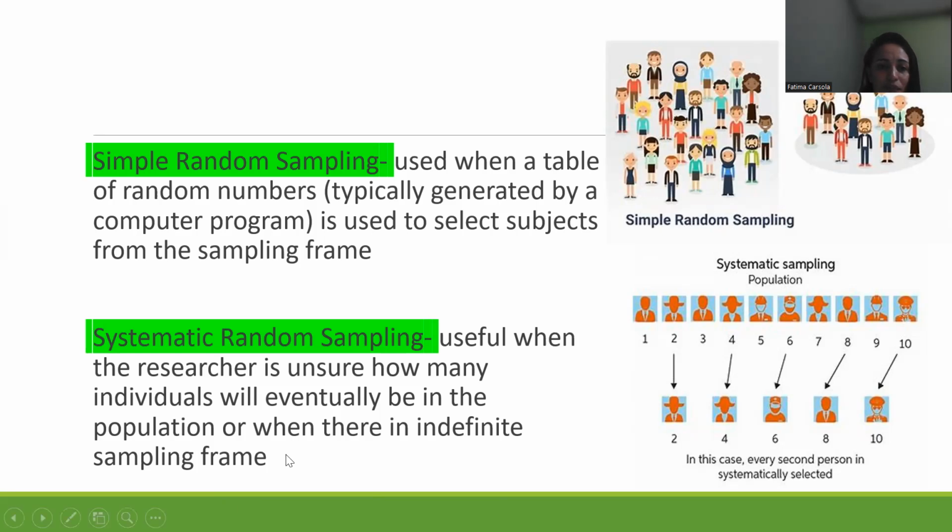For the systematic random sampling, it is useful when the researcher is unsure of how many individuals will eventually be in the population or when there is an indefinite sampling frame. It is also a practical way of drawing a sample from a prospective group, for example, a group that is drawn randomly and remaining subjects are selected at predetermined intervals. So it could be 1, 2, 3, 1, 2, 3, 1, 2, 3. So the third one, that is systematic random sampling.